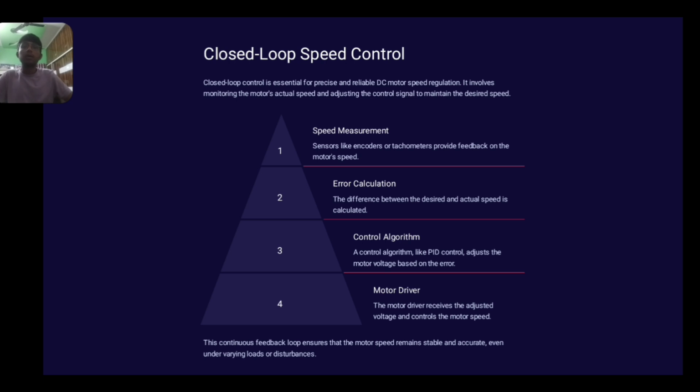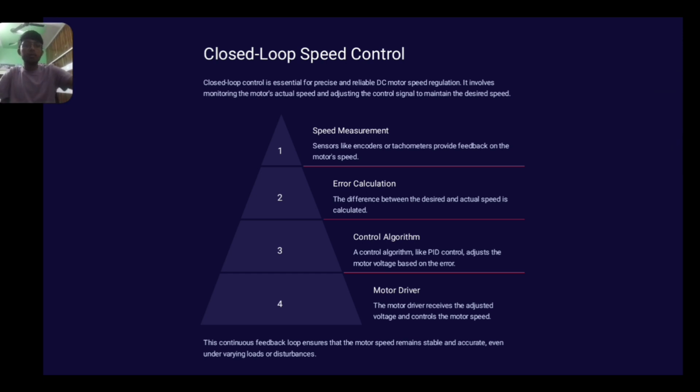Speed measurement: sensors like encoders or tachometers provide feedback on the motor speed. Error calculation: the difference between the desired and the actual speed is calculated. Control algorithm: a control algorithm like a PID controller adjusts the motor voltage based on the error. Motor drivers: the motor drivers receive the adjusted voltage and control the motor speed. This continuous feedback loop ensures that the motor speed remains stable and accurate even under varying loads or disturbances.